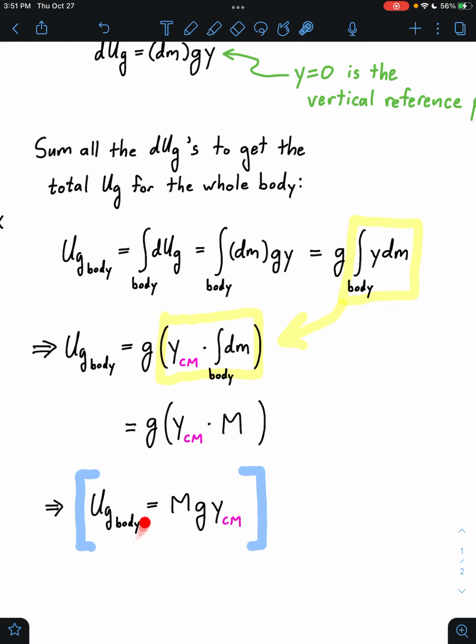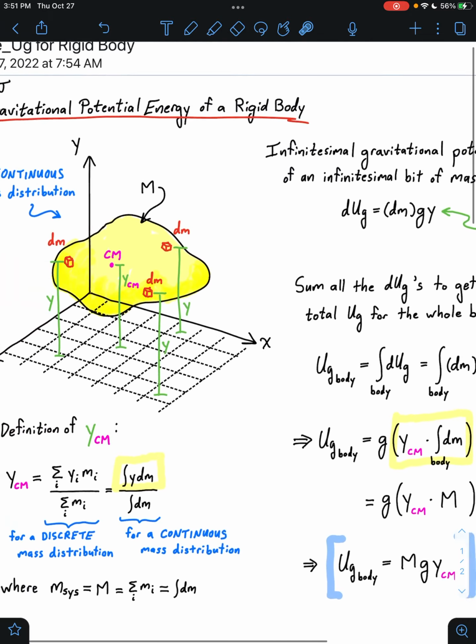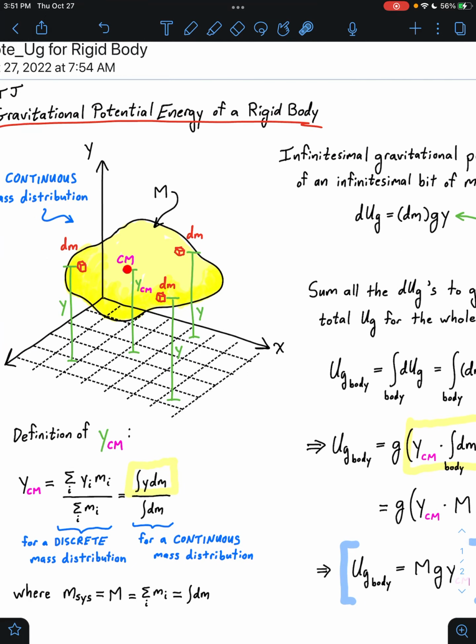Apparently, the total gravitational potential energy of the body can be expressed with a formula almost identical to that of a point mass. We just need the total mass of the body, little g, and the y-coordinate of the center of mass. It's as if the whole body could be represented by a single point mass located right here at the CM at a distance ycm above our reference plane.